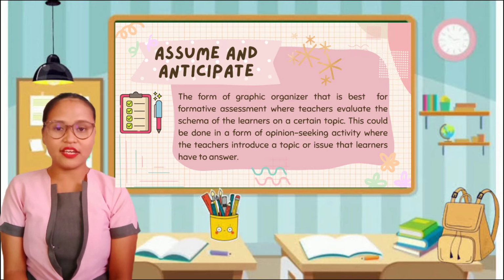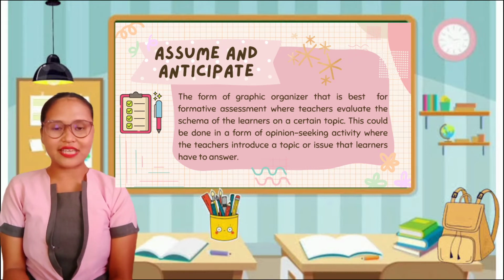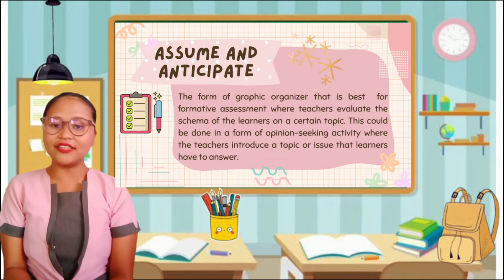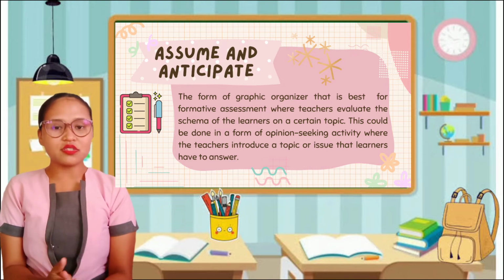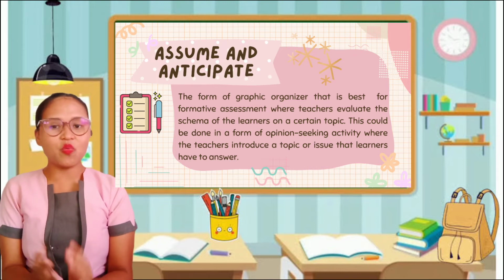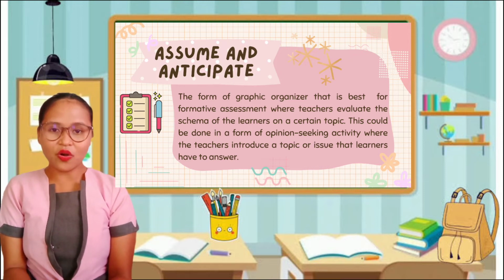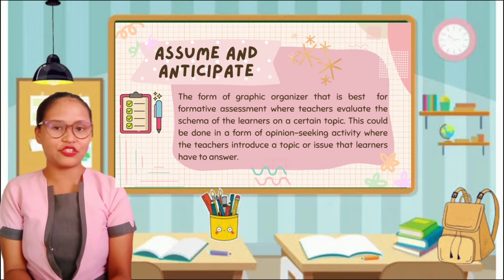This could be done in a form of opinion-seeking activity where the teachers introduce a topic or issue that learners have to answer. As the discussion unfolds, the teachers and learners return to their answers for validation. And the most common example here is the what you know, what you want to know, and what you learn, or the KWL chart. K for know, W for want, and L for learn. And this is primarily answered by the students.